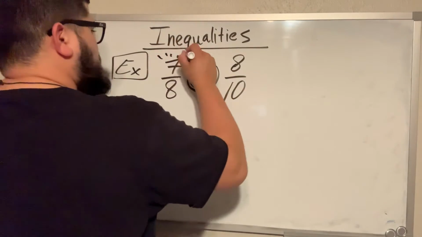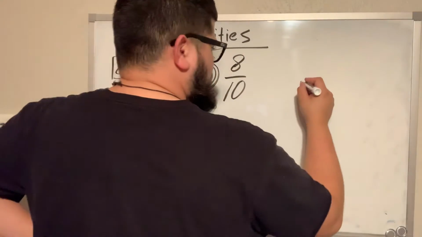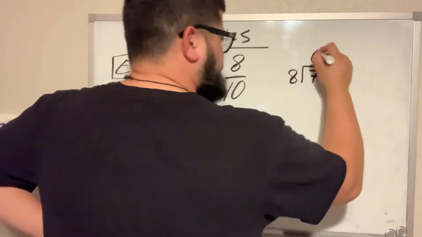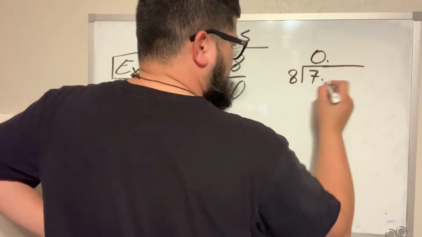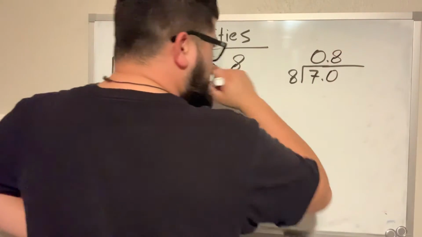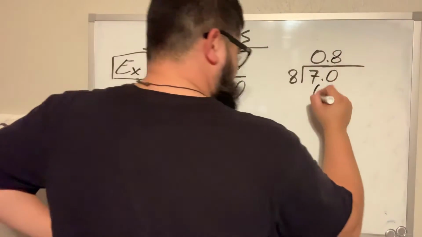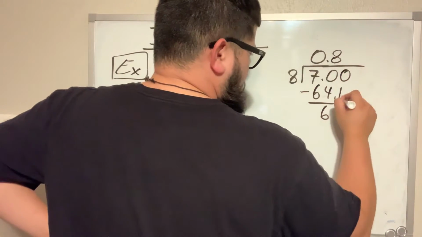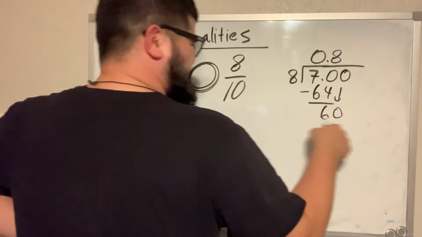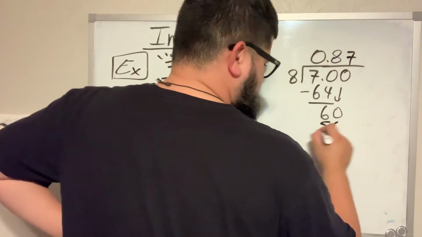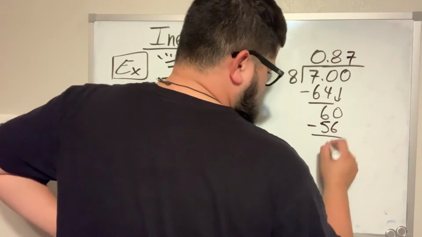7's getting rained on. Where does it want to go? Inside. I'm going to do this over here to this side. 7 on the inside, 8 on the out. 8 into 7, 0. Line up our decimals. 8 into 70, 8 times. 8 times 8, we get 64. 70 minus 64, we get 6. Bring down another 0. 8 into 60, 7. 8 times 7, 56. 60 minus 56, we get 4.